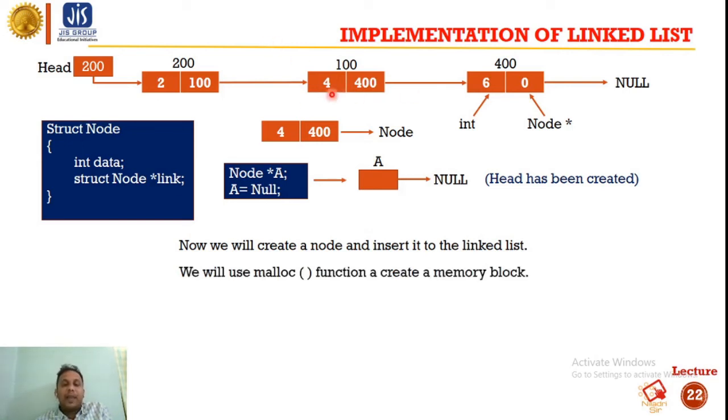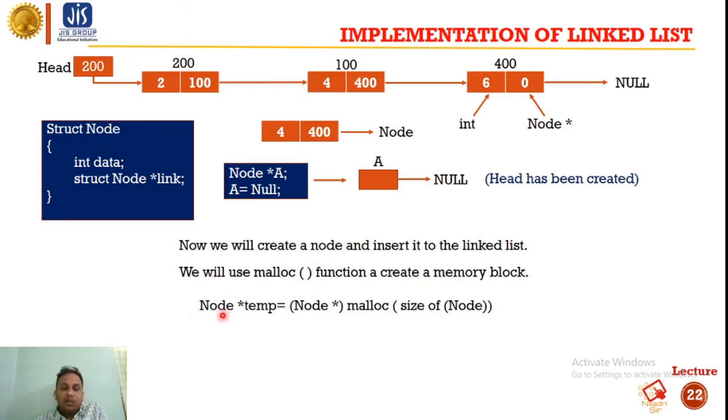So we'll use the malloc function to create a memory block. Basically, in a linked list, we will use dynamic memory allocation, so all the nodes are created during runtime. Using the malloc function, we can easily create a node. This is the statement for creating a node.